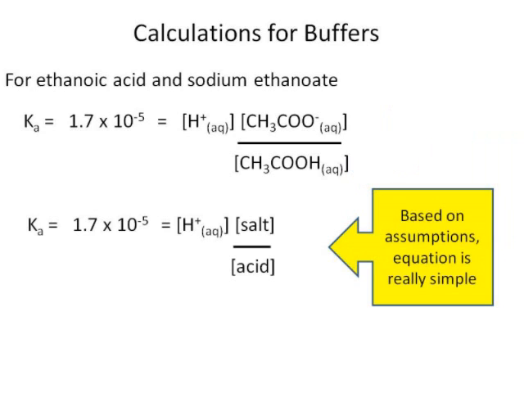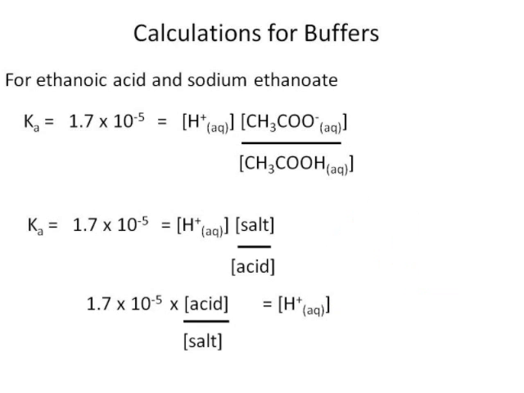Based on these assumptions, the equation is relatively simple. The acidity constant equals the hydrogen ion concentration multiplied by the ratio of the salt divided by the acid concentrations. If you rearrange that equation, you get this. The hydrogen ion concentration is equivalent to the acidity constant multiplied by the ratio of acid concentration divided by salt concentration.